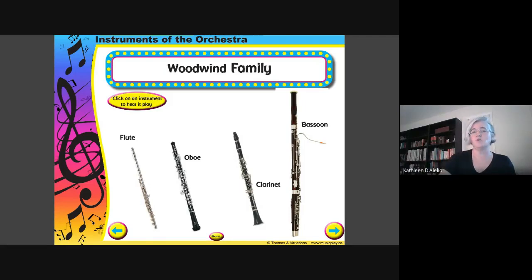Okay, so here's an oboe. It's a woodwind instrument. Oboe. The clarinet also has a reed, a little piece of wood at the top that makes the sound go. That's what is vibrating to make the sound, and you blow into it. That's why it's a woodwind. Here's the clarinet.